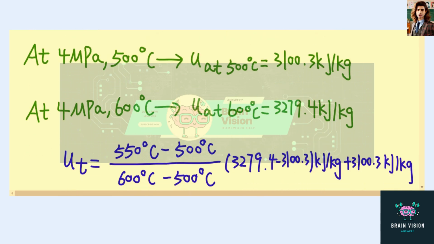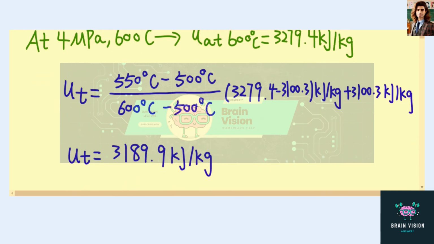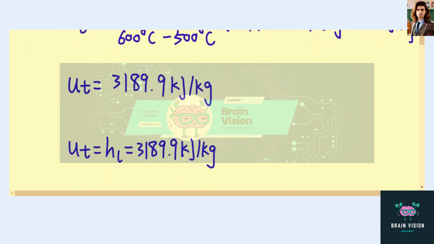So therefore, we can use interpolation to determine the internal energy of the steam stored in the tank, which is UT here, eventually equal to 3189.9 kilojoule per kilogram. So now we know UT is equal to HL, so therefore the HL, which is the enthalpy of the steam in the supply line, is also equal to 3189.9 kilojoule per kilogram.